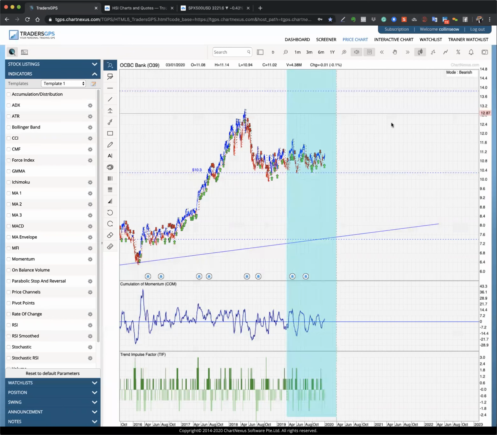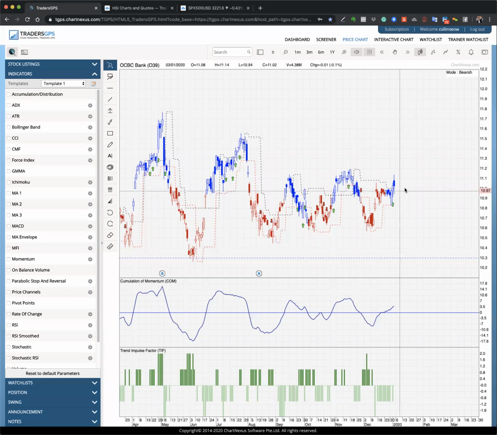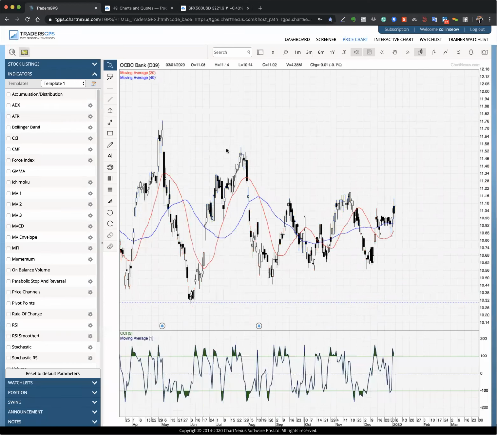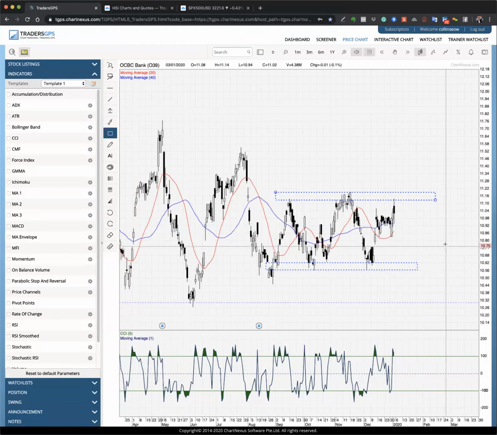So OCBC, you can see from here it is a sideways trend. Yes or no? It's a sideways trend. You look at daily swing, it's like a sideways trend. So again, it will be likely support and resistance. So support here, resistance here, like that. So nothing much to trade.